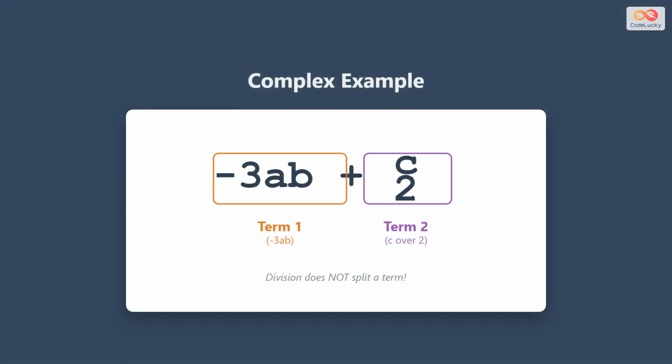Here is a slightly trickier one. We have negative 3ab plus c over 2. Remember, multiplication and division do not split terms. So, negative 3ab is all one chunk, and c divided by 2 is the second chunk. This expression has just two terms.